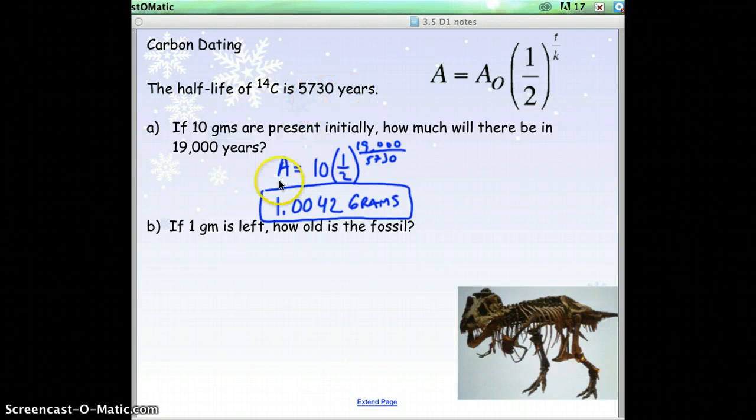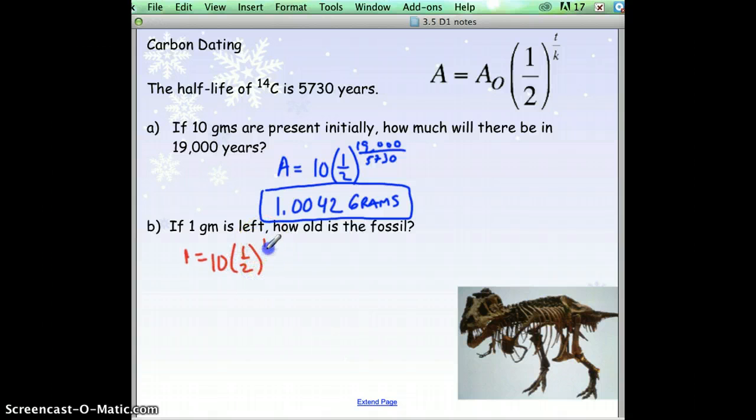Okay, we're going to finish this problem and then we've got a couple more examples left. So if 1 gram is left, how old is the fossil? We're trying to figure out the t value on this problem. We know that there's 1 gram left. We know we started with 10 grams.